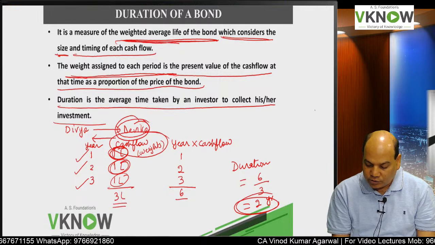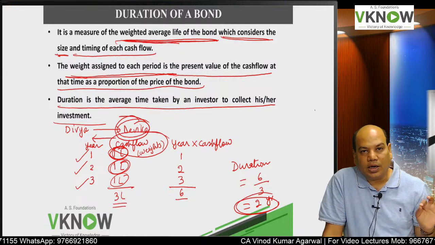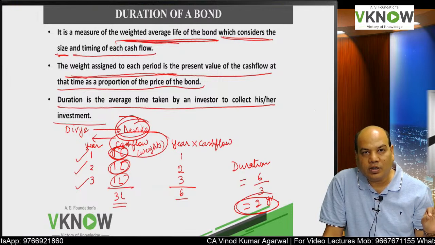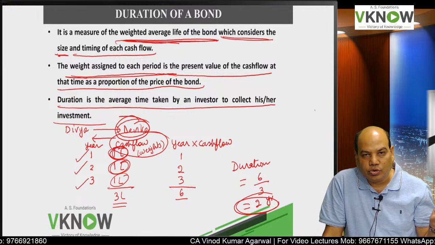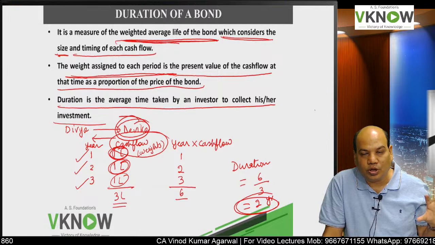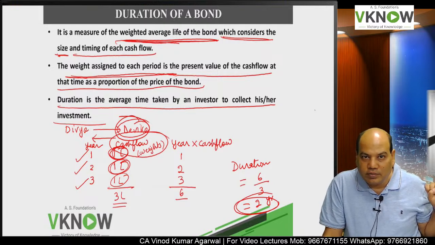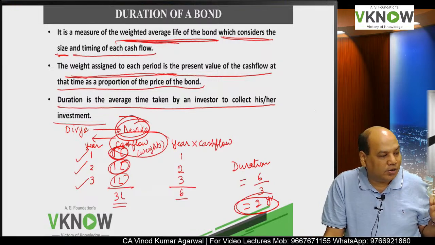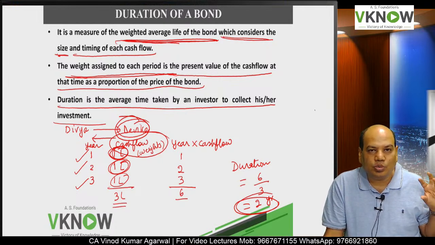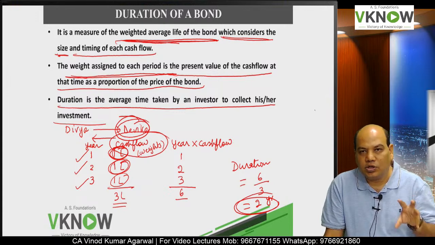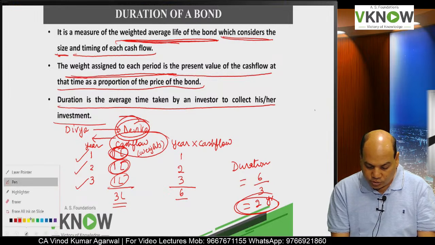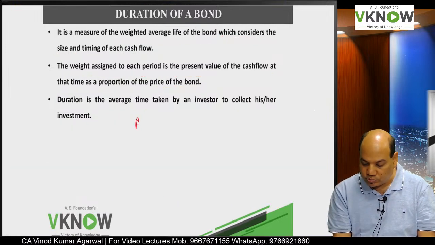So Devika has given a loan to Divya. The average time taken by Devika to recover her loan to Divya is 2 years. Some amount was recovered in year 1, some amount was recovered in year 2, some amount was recovered in year 3. So the average time taken to recover her investment is 2 years. Now the same thing applies to a bond also.